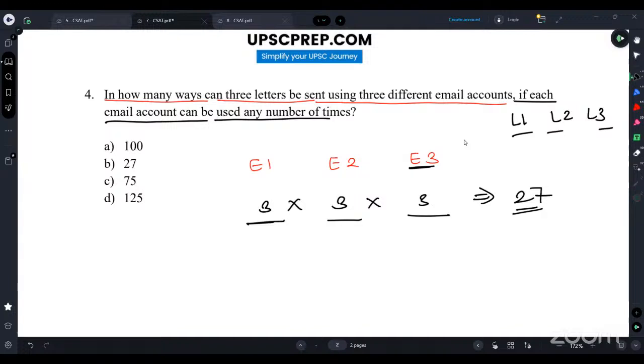So option B should be the correct answer in this case, because I just noticed that option D has been marked as the correct answer. But in this case, option B should be correct. But when will 125 be the correct answer? When instead of 3 letters, it would be 5 letters. So if it has 5 letters, from the first email ID you can send maximum 5 letters. From the second email ID, you can again send maximum 5 letters, and from the third email ID, again maximum 5 letters. So in this case, your answer would be 125. Okay, just note this thing, guys.